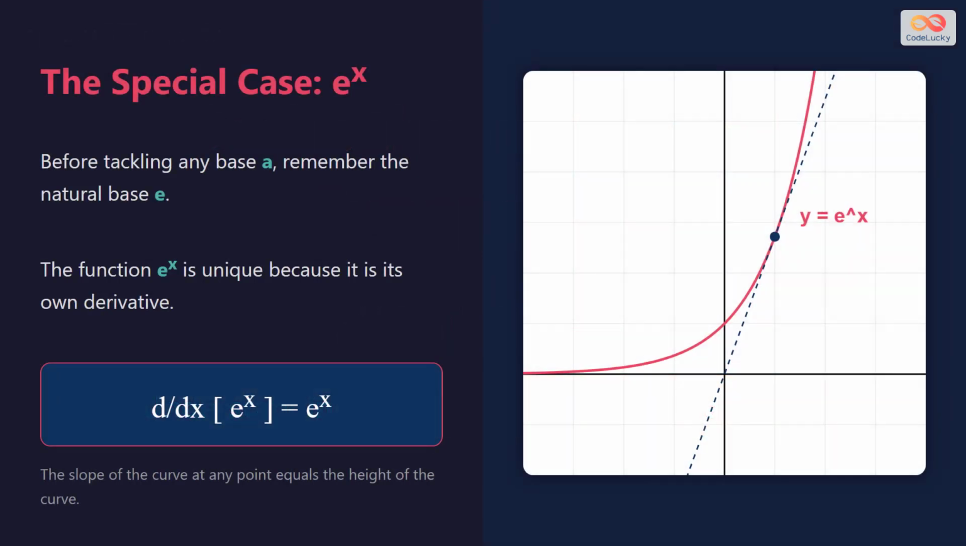Before we start, let's briefly recall the most famous exponential function. Base e, the derivative of e to the x, is simply e to the x itself. This is a special property where the slope of the curve at any point is exactly equal to its height.